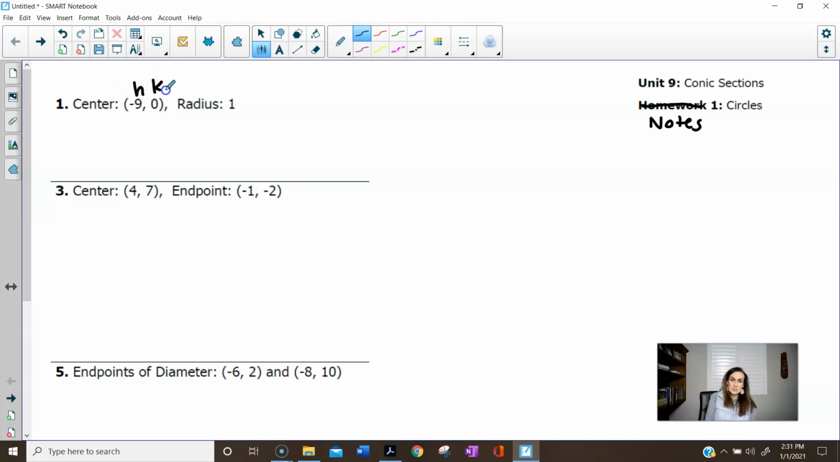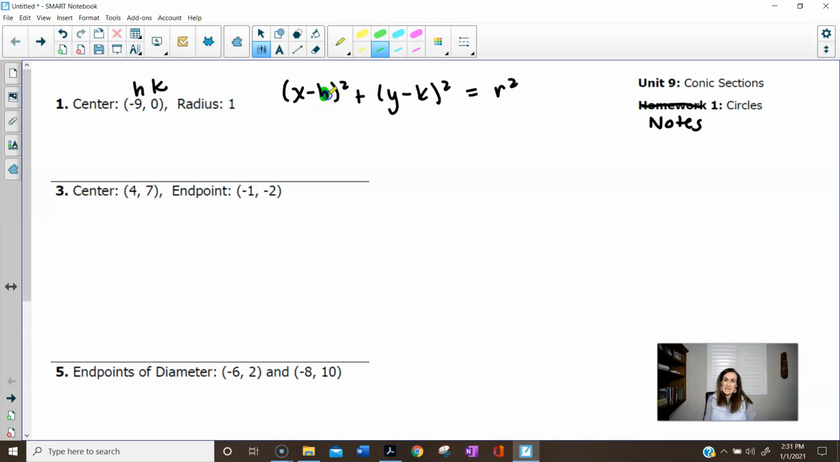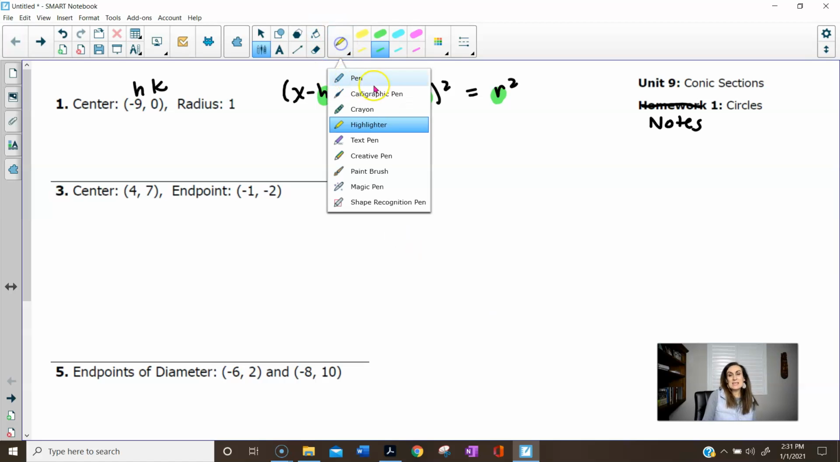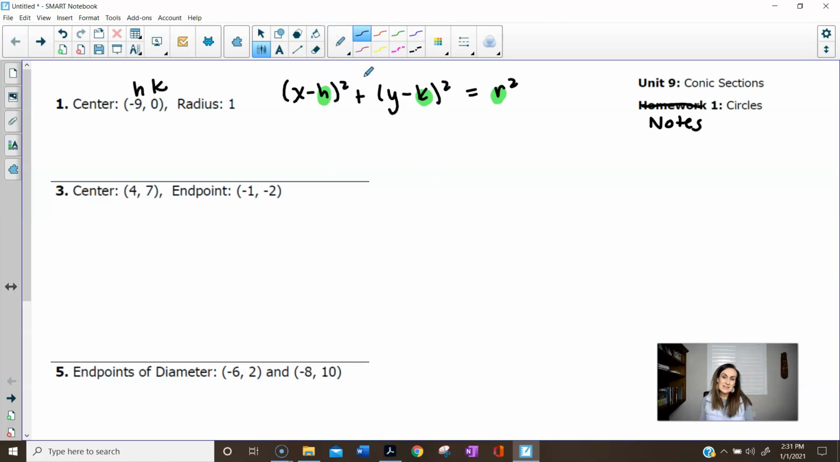So here it says the center of the circle is -9, 0. So this is h, k, and the radius is 1. Just a reminder, the equation of a circle is (x subtract h) squared plus (y subtract k) squared is equal to r squared. So in order to write the equation of a circle, I need to plug in h, and I need to plug in k, and I need to plug in r. And the ACT really likes these, so you may see some of these on the ACT in the spring.